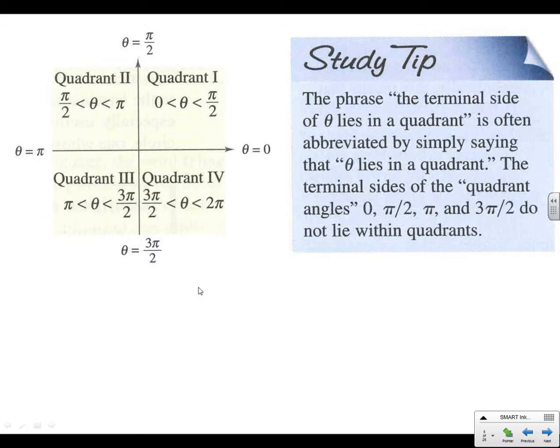Okay? Alright, so we have this phrase, the terminal side of theta lies in a quadrant, which is often abbreviated by simply saying theta lies in a quadrant. That means that if our angle is like this, and our terminal side is in quadrant 1, then we're just going to say the whole angle is in quadrant 1. If our terminal side ends up over here, then we're going to say the whole angle is in quadrant 3.